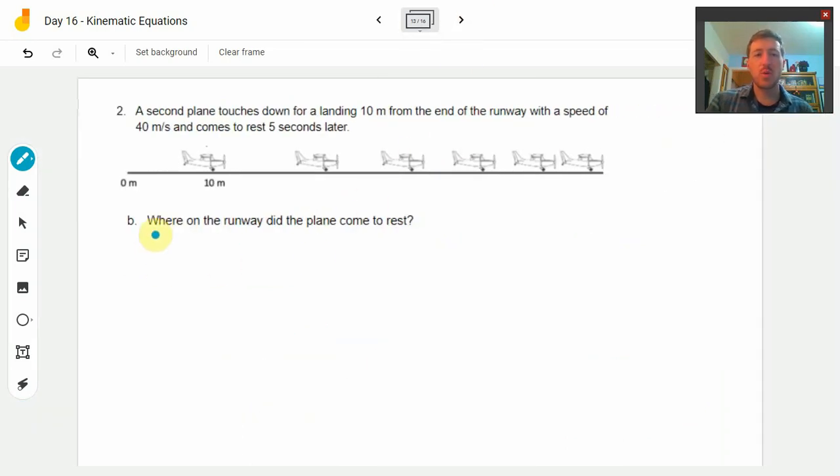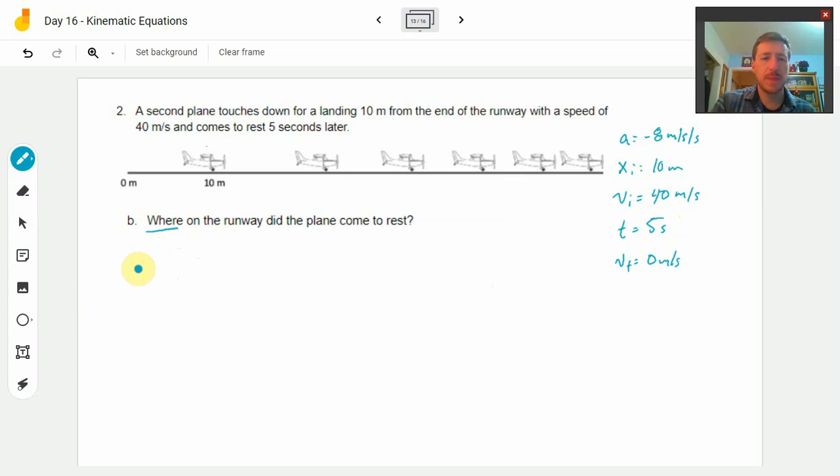Now for the second part, we want to know where on the runway the plane came to rest. Well, now we know the acceleration was negative 8 meters per second per second. We know the initial position was 10 meters. We know the initial velocity was 40 meters per second. And we know the time that it took to come to a stop was 5 seconds. And we know that the final velocity, just throw in there, although we don't need this for this, was 0 meters per second.